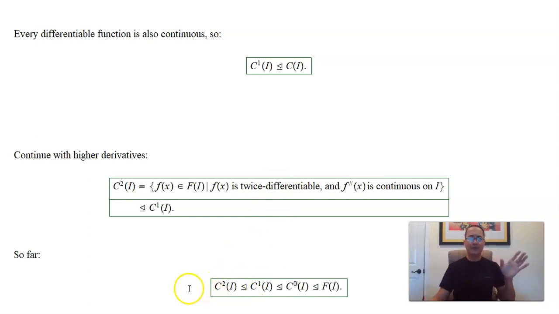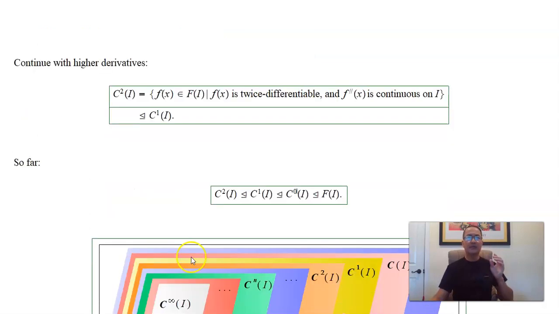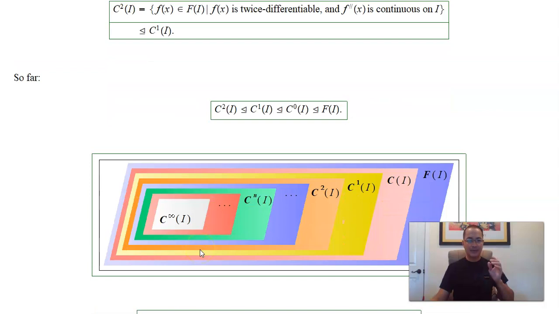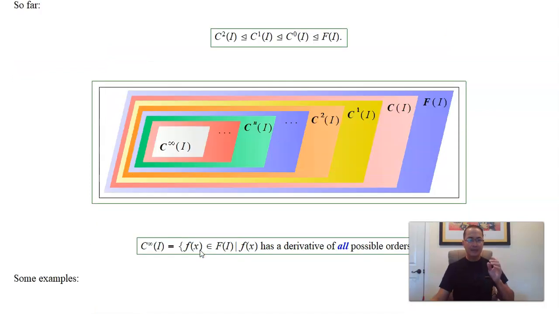There are fewer and fewer functions, and so the picture is going to look like this, okay? We have C2 inside C1. We will have C3 inside C2, okay? So we can talk about functions with n derivatives, and the last derivative has to be continuous, okay?